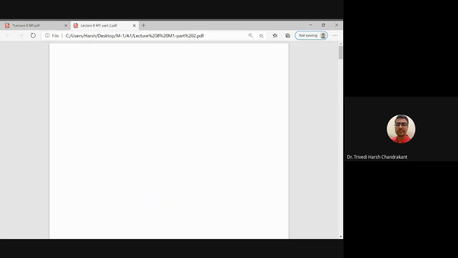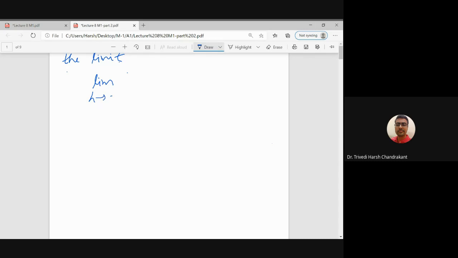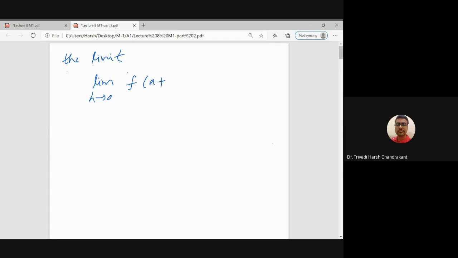So if the limit, we know how we find the derivative in one variable. The same definition we'll use here: f of (a plus h, b) minus f of (a, b), divided by h, exists.